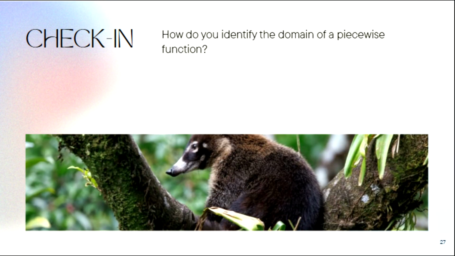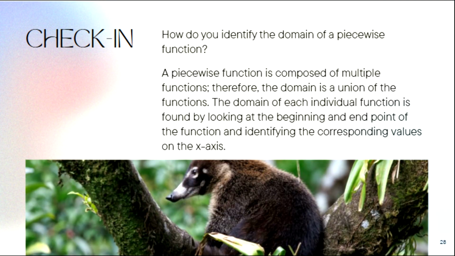Check in. How do you identify the domain of a piecewise function? A piecewise function is composed of multiple functions, therefore the domain is a union of the functions. The domain of each individual function is found by looking at the beginning and end points of the function and identifying the corresponding values on the x-axis.